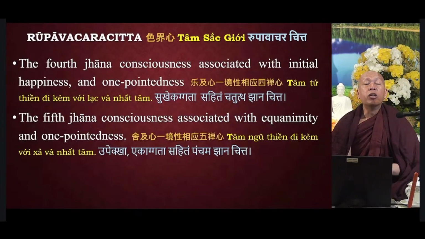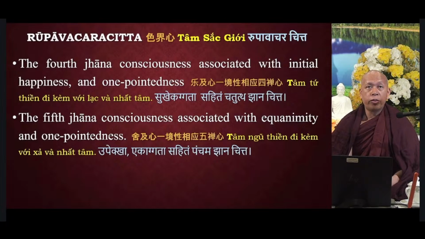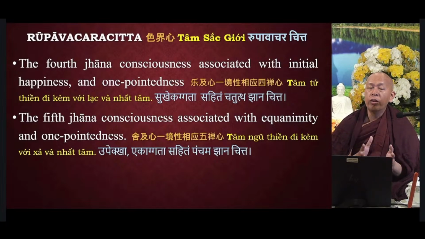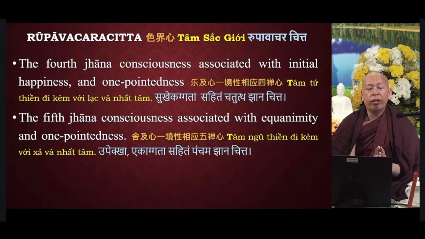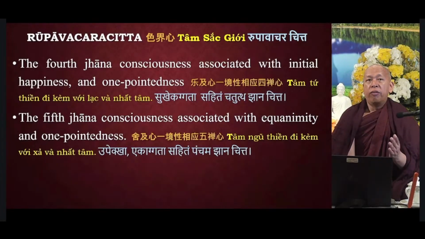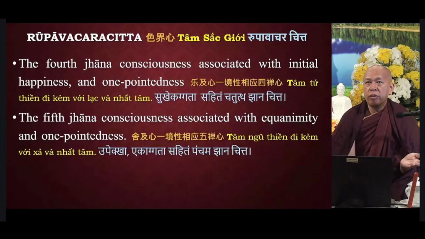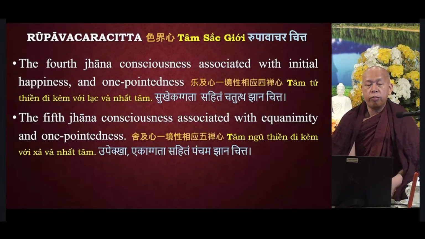Then there will be resultant consciousnesses. As we have 5 jhanas, there are also 5 resultant consciousnesses. If an arhat can attain jhana, there can be 5 functional consciousnesses. Altogether, there are 15 types of Rupa Vajra Citta: 5 wholesome consciousnesses, 5 resulting consciousnesses, and 5 functional consciousnesses.